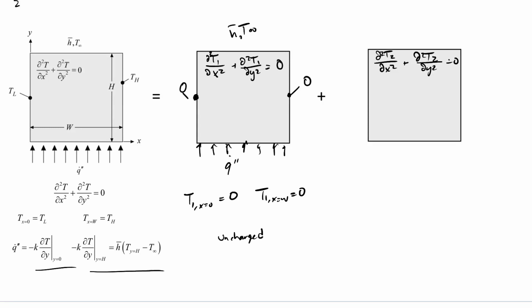Just leave that unchanged there. Okay. So that's the first problem. The second problem, we're going to say now this at the x equals 0 condition. Now we're allowing non-homogeneous in the x direction. So this just stays TL. And over here on the right-hand side, this stays TH.